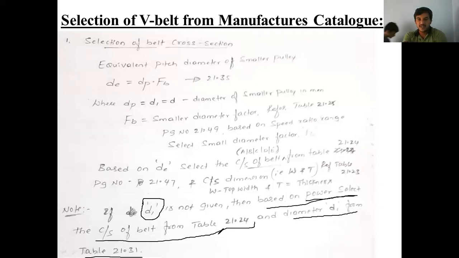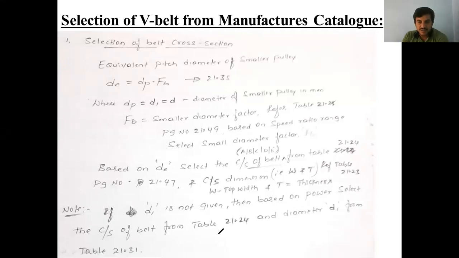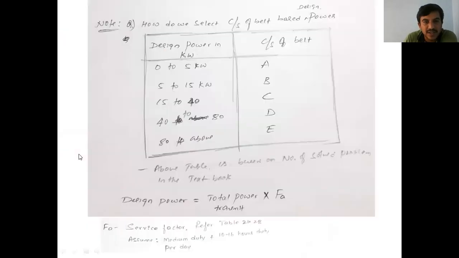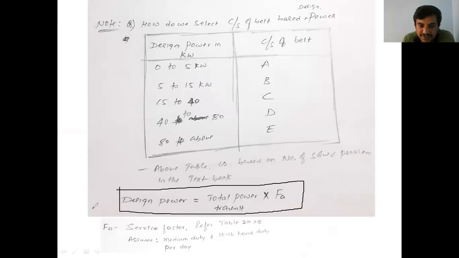See that? So again, the author of the textbook Design of Machine Elements 2, JBK Das, has solved so many problems. In that, it is given based on the design power. How to get design power? Design power is equal to the total power transmitted multiplied by a correction factor. What is this correction factor? FA. It is a service factor.